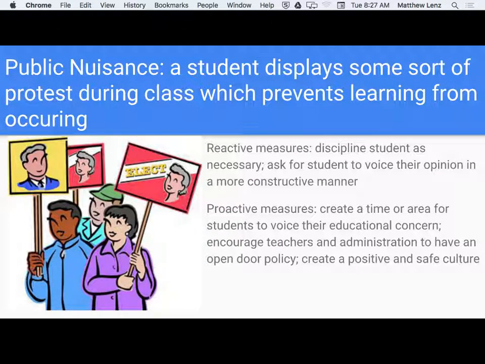Public nuisance. A student displays some sort of protest during class which prevents learning from occurring. We're going to have to discipline the student as necessary. Ask the student to voice their opinion in a more constructive manner. Proactively, you can create a time or a space where students can voice their educational concerns. Again, encourage teachers to have an open door policy so that if there is some concern, the student feels comfortable going up to the teacher and addressing that. And again, just creating a positive and safe culture would make that respect. So a student that does feel like something is wrong will automatically take a better measure than doing it during class.